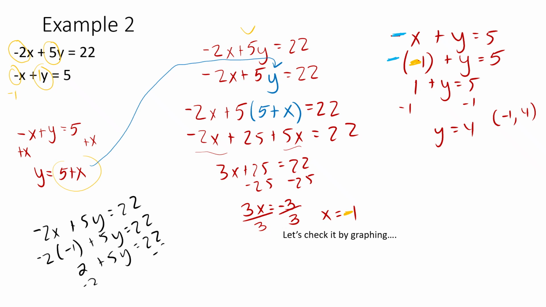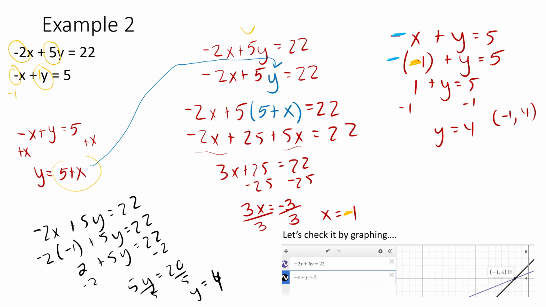Subtract 2 from both sides, and we get 5y is equal to 20. Divide both sides by 5, and you get y is equal to 4. So it really does not matter which one you pick. So pick whichever one you like. And let's go ahead and check that by graphing and see what we see.